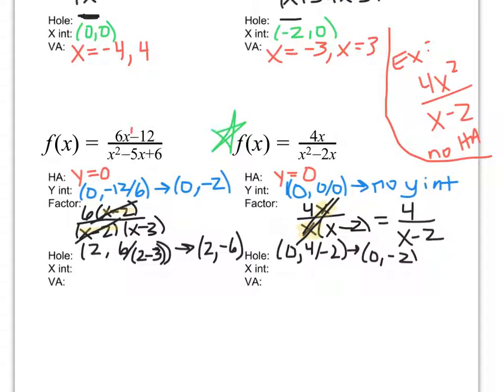Looking at my more special situations on the bottom, what is going to make the top of this fraction equal to 0? Nothing, because nothing is ever going to make 6 equal to 0. And what makes the bottom equal to 0? Just x equals 3. If I have 4 equal to 0, 4 can't equal 0, so there's no x-intercept. And my vertical asymptote is the bottom set equal to 0, so x equals 2.